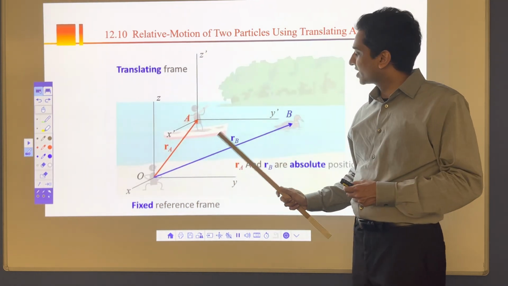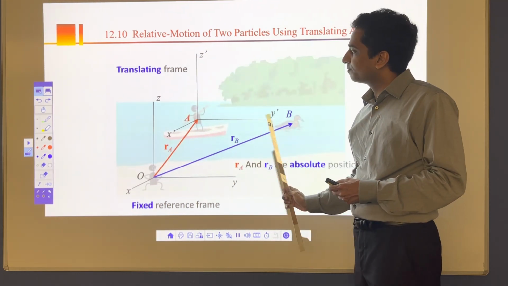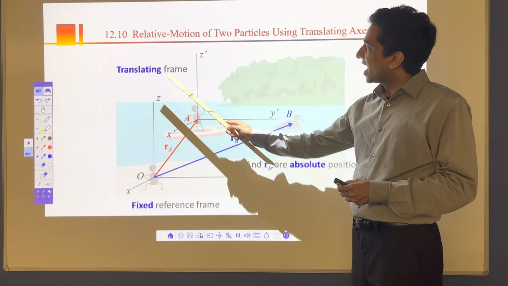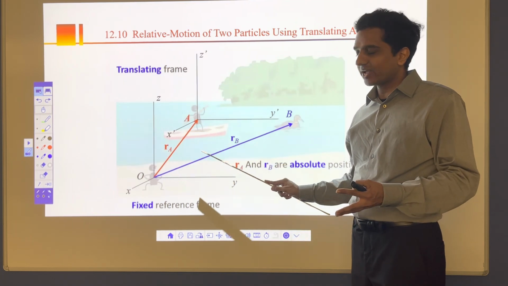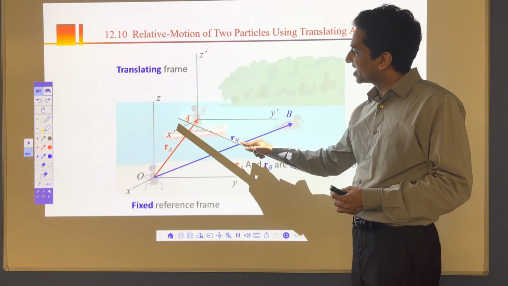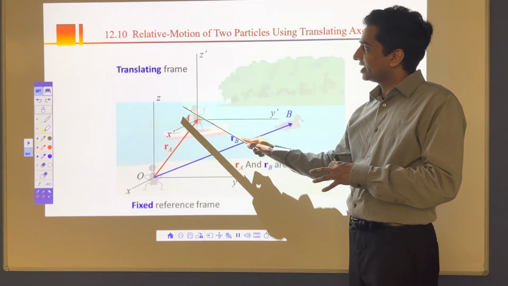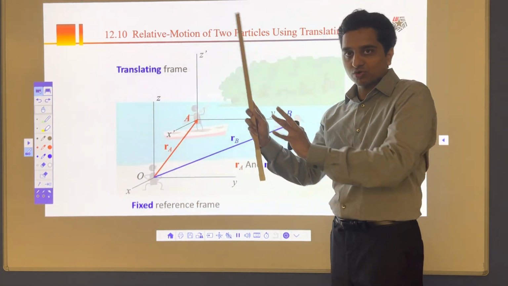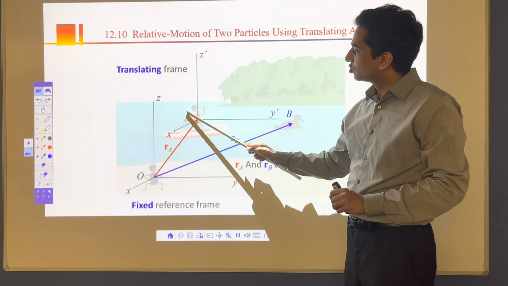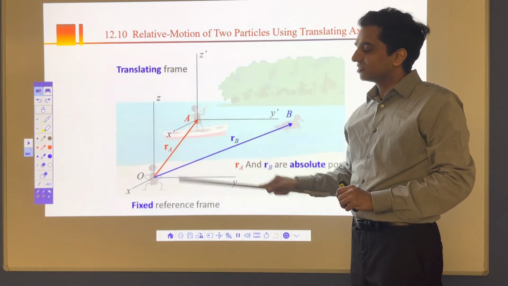Now my objective is to calculate the velocity of the duck, the velocity of B with respect to A. As he is moving, I am going to draw a translating frame, another frame, but this one is not fixed. This xyz axis is moving. That's what we call a translating frame. Translating means moving in one direction. It's not rotating, it's translating.